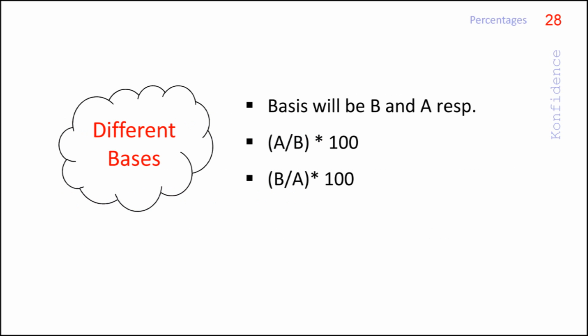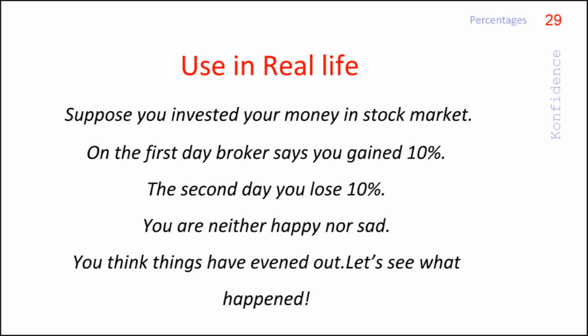A by B into 100 is the answer to the first question, and B by A into 100 is the answer to the second question. Depending on the values of A and B, you will get the answers. Why do we have to learn percentages?